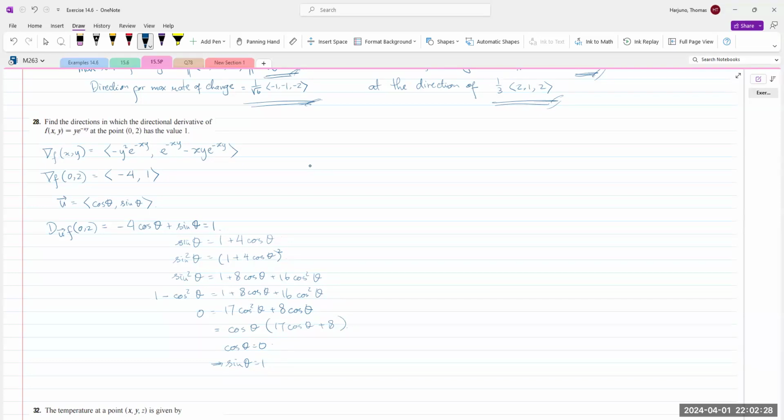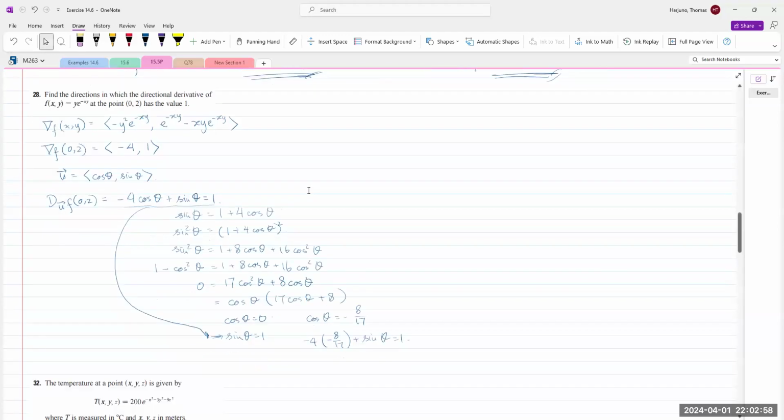Supposed to be plus minus 1, but I want to plug that in here. Okay, another one is when cosine theta equals negative 8 over 17. Then negative 4 times negative 8 over 17 plus sine theta equals 1. Basically, then I solve for sine theta.